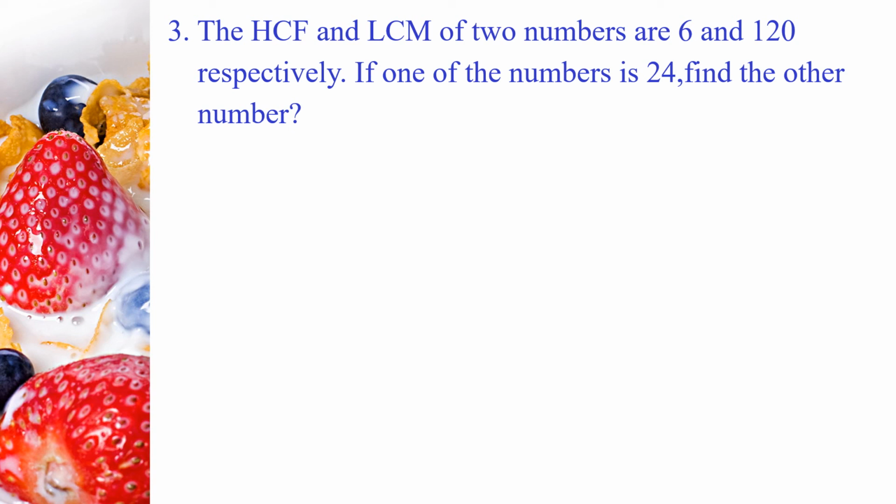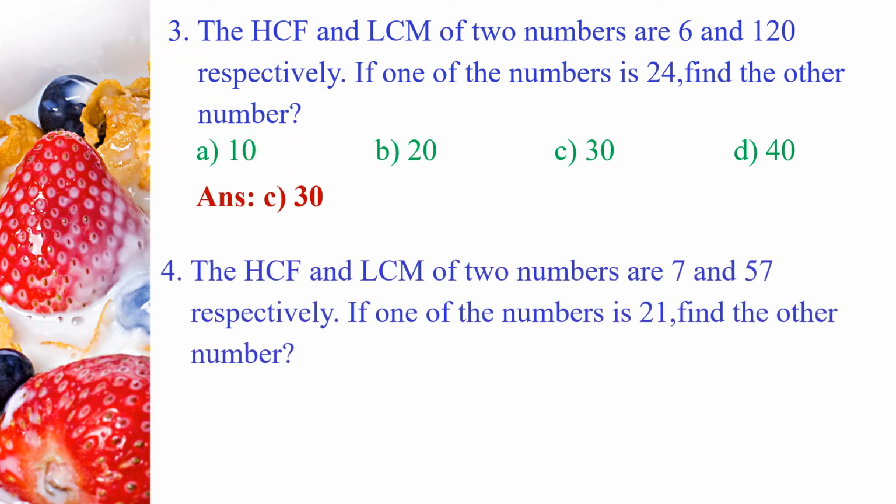Then third one, the HCF and LCM of two numbers are 6 and 120 respectively. If one of the numbers is 24, find the other number. Options are A 10, B 20, C 30, D 40. Here the other number equals HCF multiplied with LCM divided by the given number. So use this formula and find the answer. The answer is C 30.